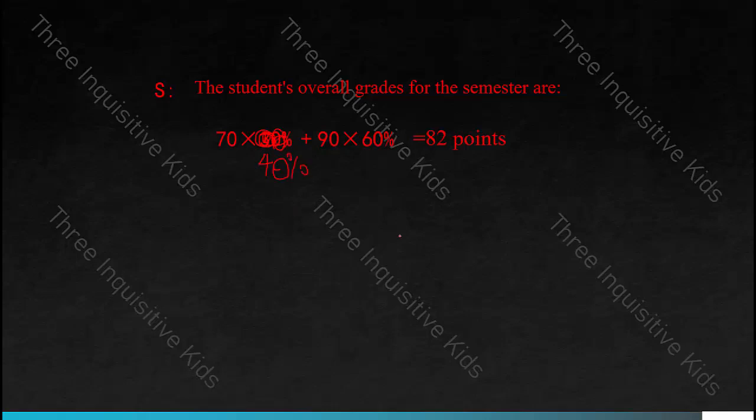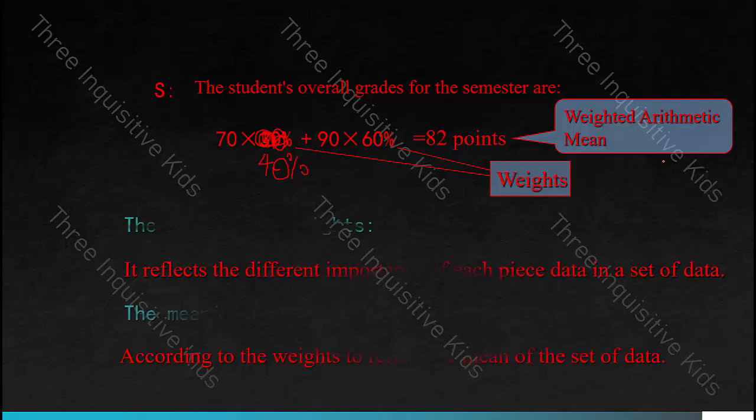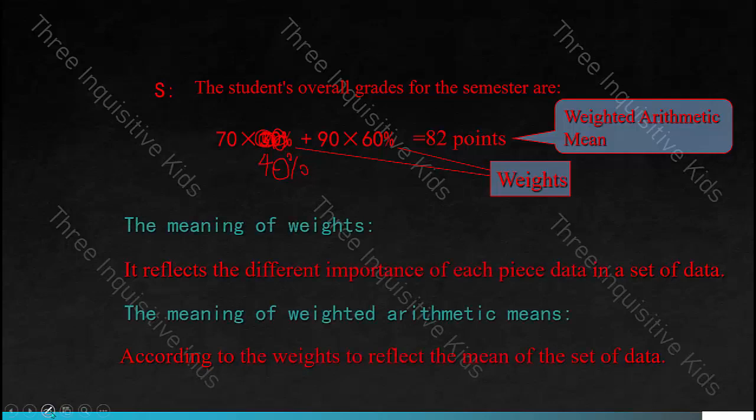Okay, so this is equal to 82 points. So each of these, the 60% and the 40%, are the weights, and this is the weighted arithmetic mean. So what is the meaning of weights? It reflects the different importance of each piece of data in a set of data. And the meaning of the weighted arithmetic mean is that, according to the weights, it reflects the mean of the set of data.